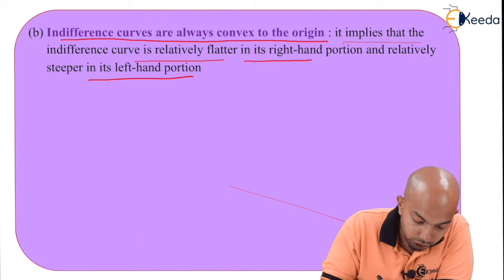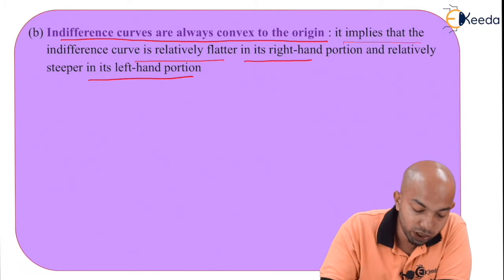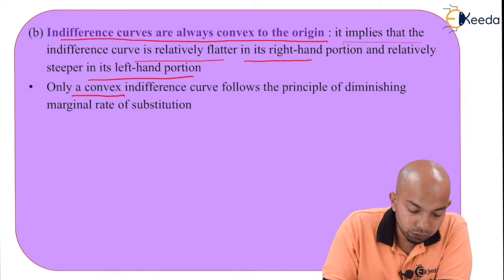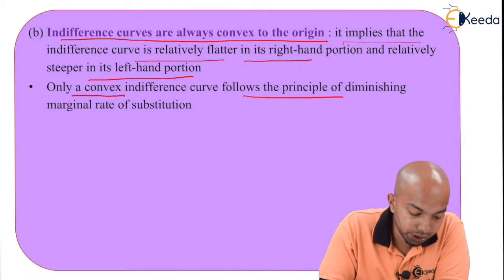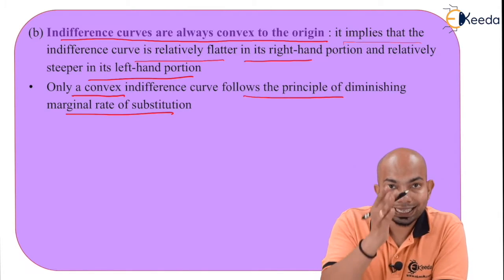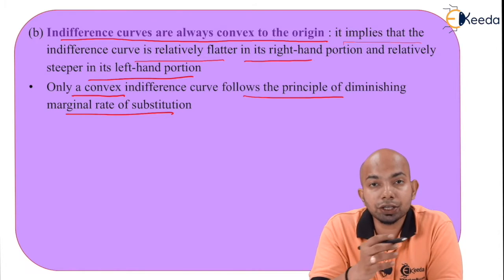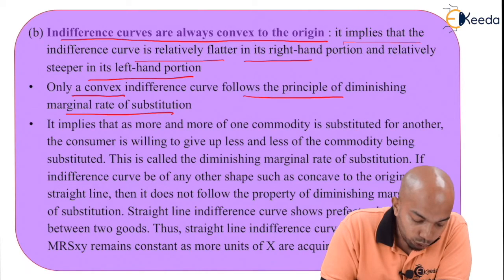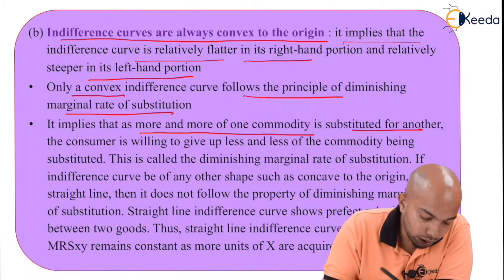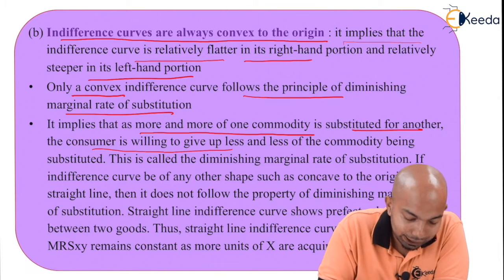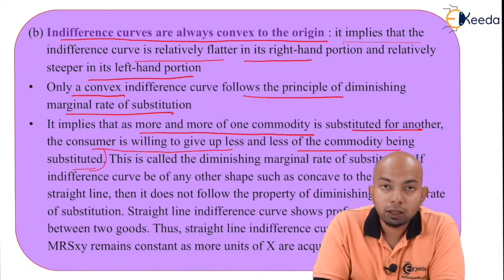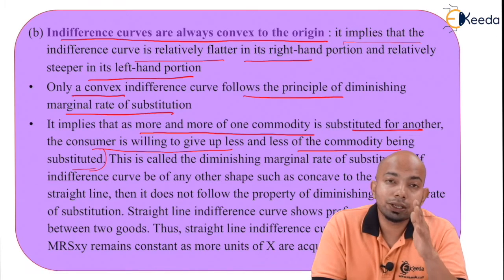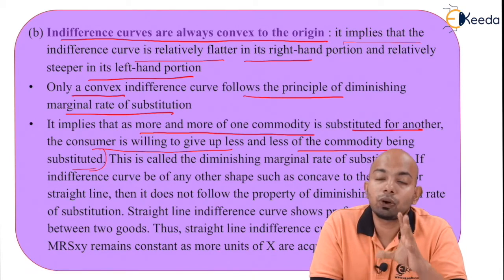Basically, when we're talking about these things, you need to understand that this is very practical in approach. Convex indifference curves follow the principle of diminishing marginal rate of substitution, which we have discussed earlier. It implies that as more and more of a commodity is substituted for another, the consumer is willing to give up less and less of the commodity being substituted.